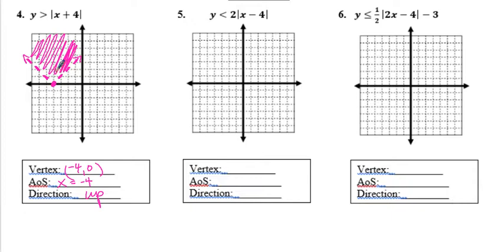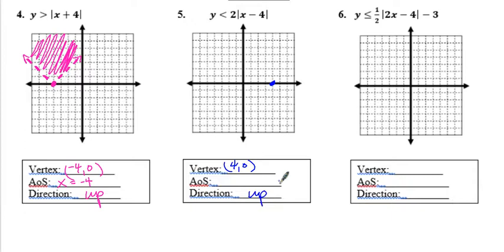Number 5, we have a little bit of a different situation here. We've got a vertex sitting at 4, 0. So we're good there. 1, 2, 3. There's 1, 2, 3. Yes, okay. Good there, 4, 0. And then our direction is up because this is a positive.